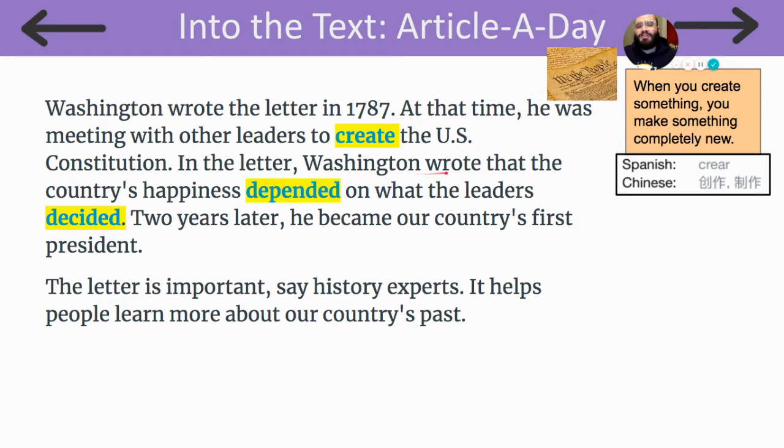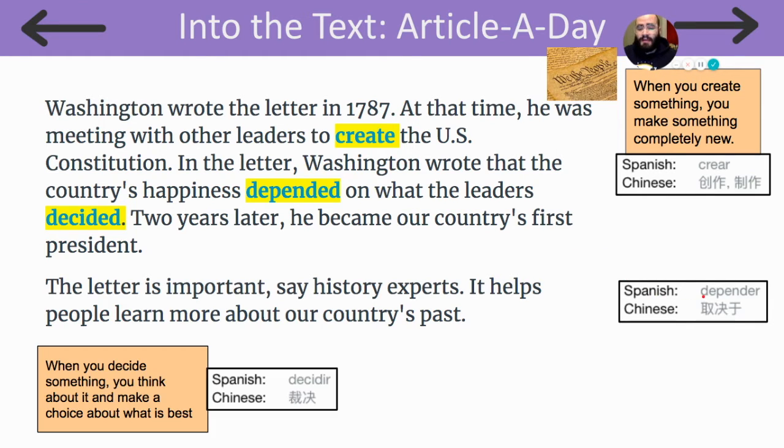In the letter, Washington wrote that the country's happiness depended on what leaders decided. So depended means depender, and when you decide something, you think about it and make a choice about what is best. In Spanish, we say decidir. So the country's happiness depended on what the leaders decided for the country. Two years later, he became our country's first president. The letter is important, say history experts. It helps people learn more about our country's past.